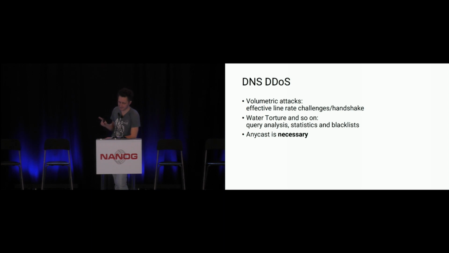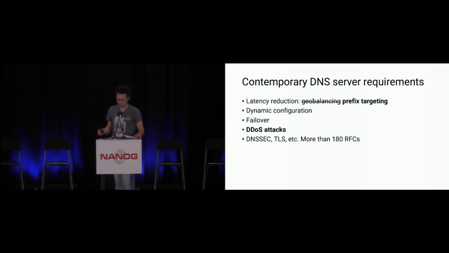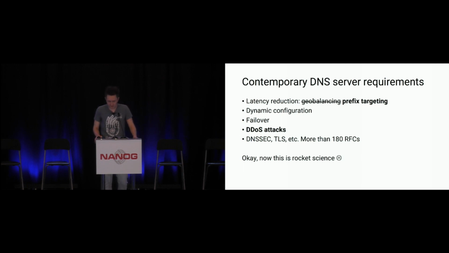To handle large attacks, you'll need an anycasted network. For DNS, it's not an option or suggestion in 2018. It's a must, because DNS attacks are cheap for an attacker and completely disastrous. There are also other things like DNSSEC, DNS over HTTPS, and so on. There are almost 200 RFCs related to DNS. So now, homegrown DNS starts to look pretty much like rocket science.